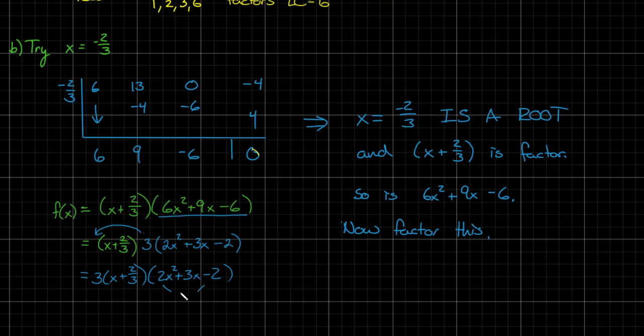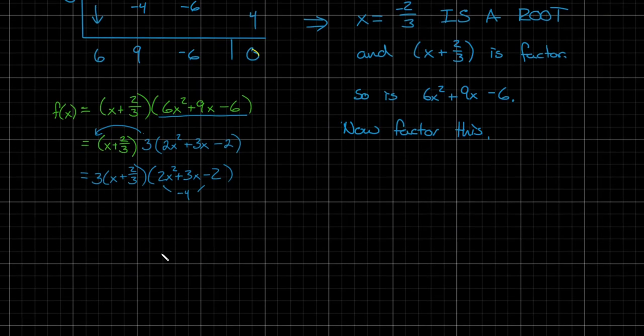So 2 times -2 is -4. And now I need factors of -4 that do what? Can you find me 2 factors of -4 that add up to 3? Plus 4. Negative 1 and 4. 4 times negative 1 is negative 4, and 4 plus negative 1 is 3. Yep, those work. Okay, so I'm going to let these come back in just a moment, but let's rewrite this.